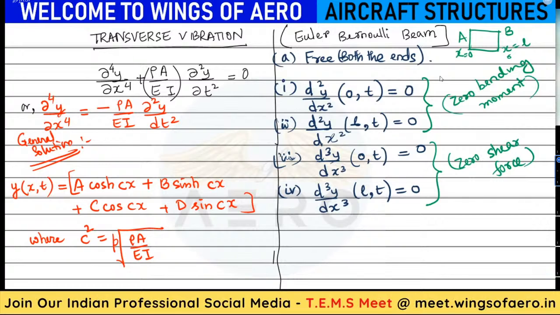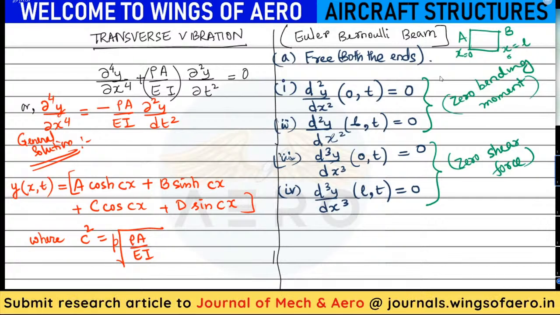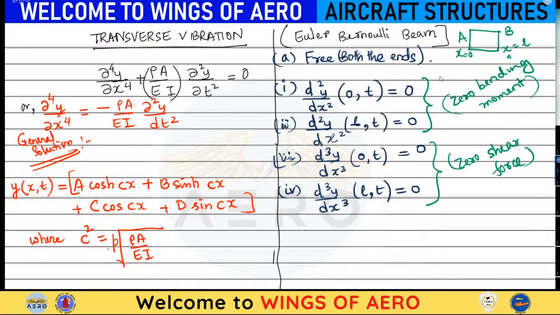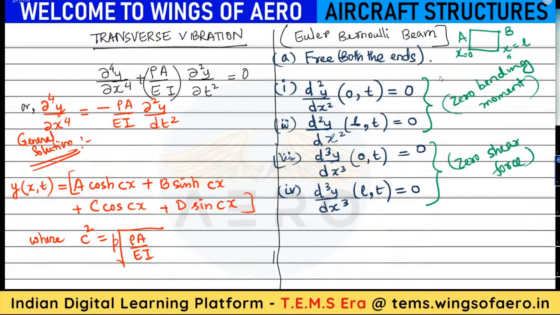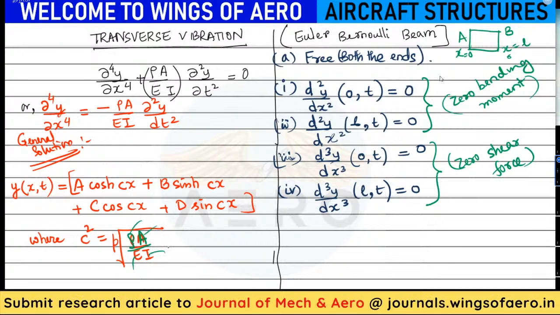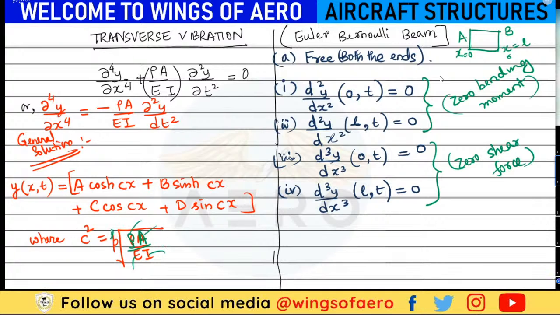Ma'am, it's c square only, no, ma'am? Where c square equals p into square root of rho a by EI. Rho is the density, A is the cross-sectional area, E is the Young's modulus, I is the moment of inertia. Yes, it is c square only, c raised to square. Okay.